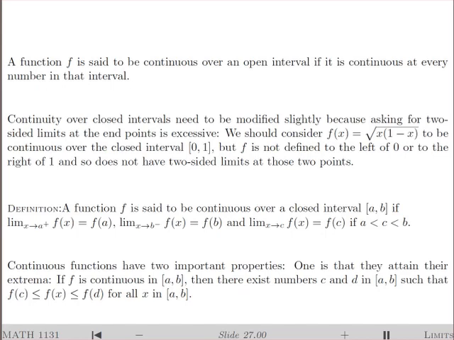So of course, at every point or every number inside that interval between a and b, we should use the two-sided limit. Turns out functions which are continuous over closed intervals have a maximum value and a minimum value. We'll talk about how to find these values in chapter 13.